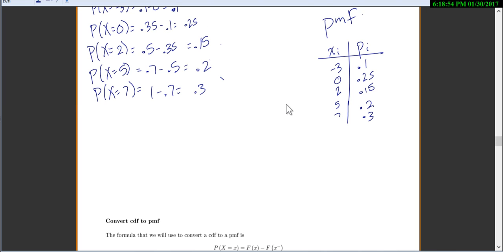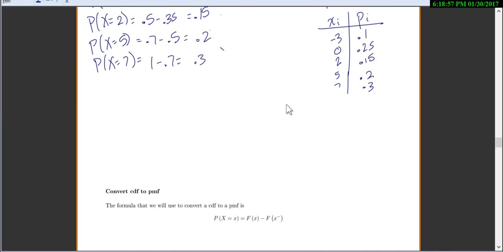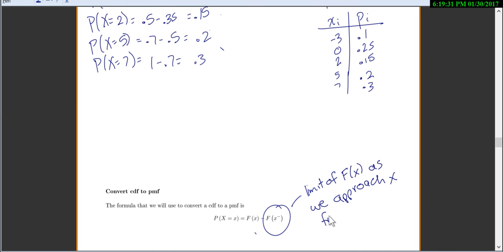Now we did that just by logic. Our textbook does have an actual formula, which I don't really like. I'd rather just remember the way I did it up here. The probability that x is equal to some specific value is going to be the CDF at x minus F of x with the little negative up there. If you think back to calculus, that might seem like the notation they use for limits. So this actually refers to the limit of F of x as we approach x from the left.